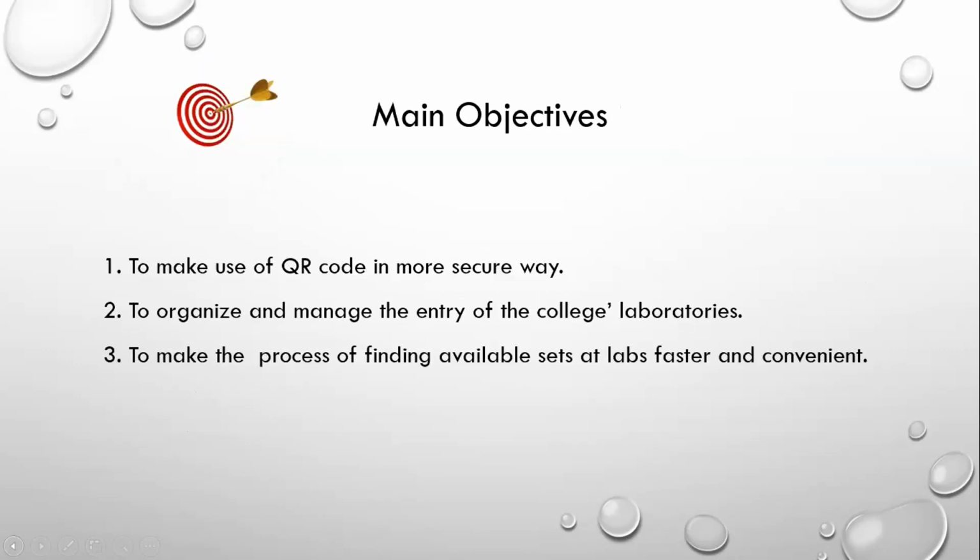So we have set three main objectives. The first one, to make use of a QR code in a more secure way. The second one, to organize and manage the entry of college laboratories. And thirdly, to make the process of finding available seats at labs faster and more convenient.